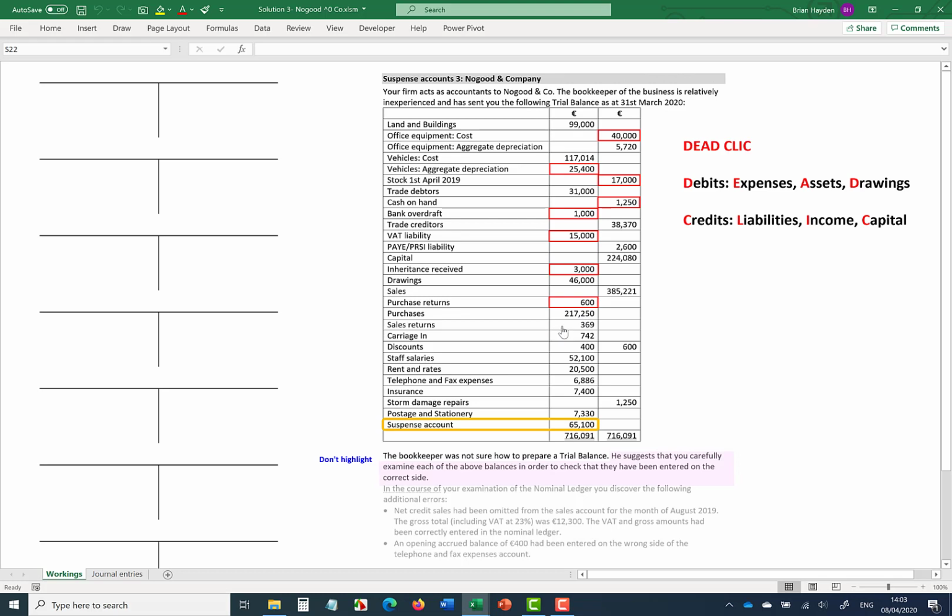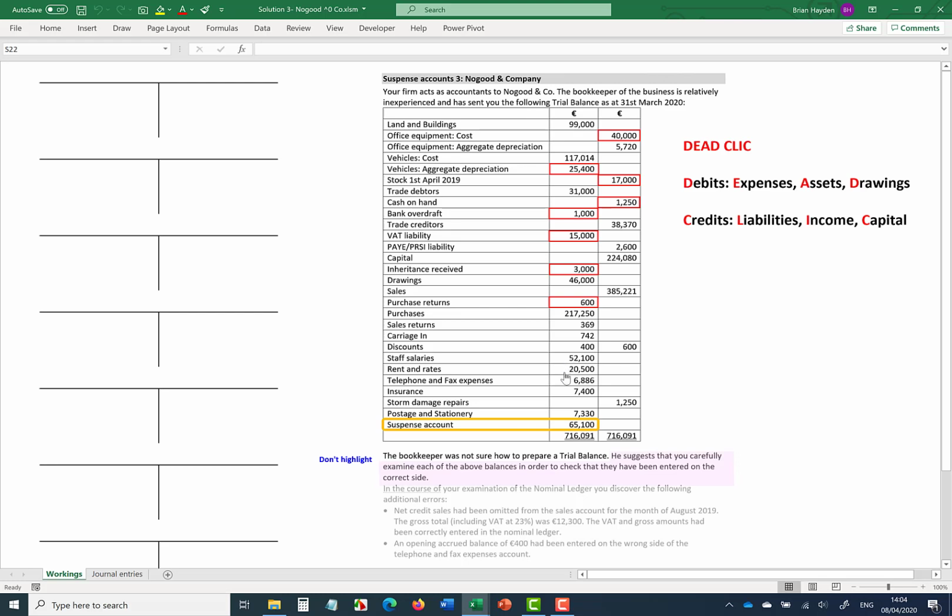Sales returns, okay, again, sales are income, so sales returns go on the opposite side. That's all right, that's been correctly dealt with. Carriage in is an expense. It's treated as cost of sales, so it's correctly placed in the debit column. The discounts, we presume that they're okay. We haven't been told that one is discount received, one is discount allowed, but we presume that they're both correctly placed.